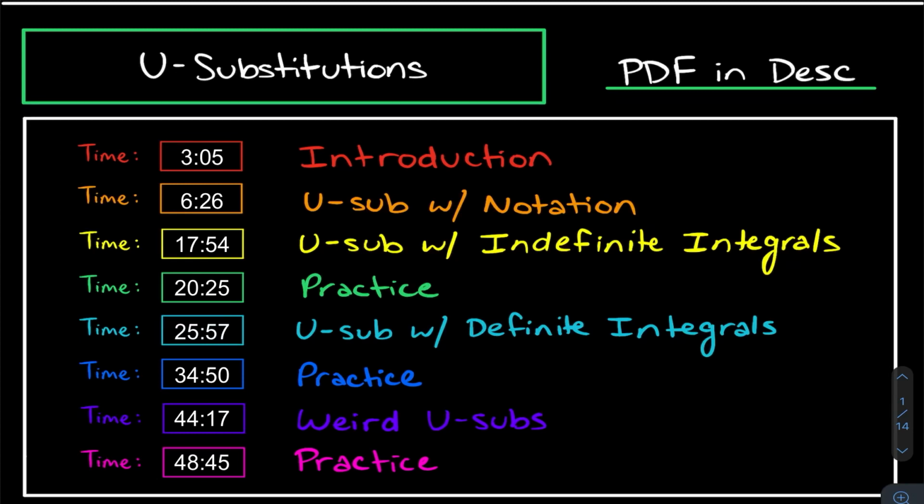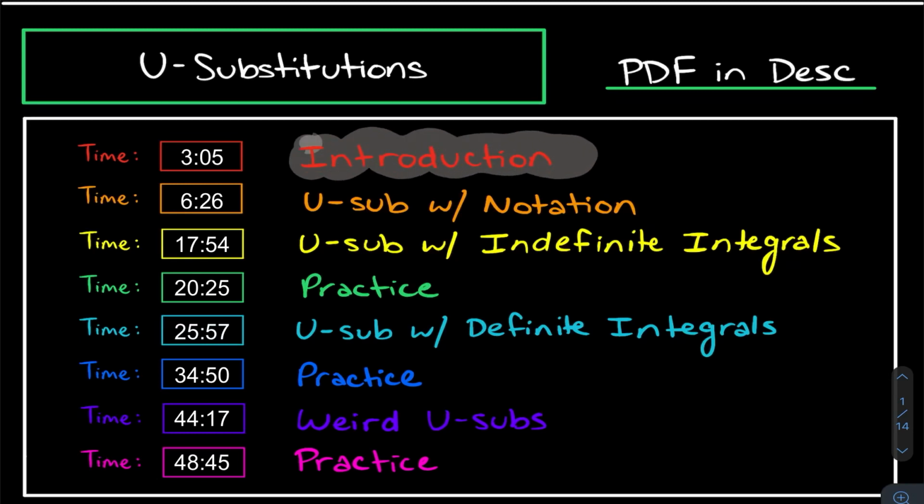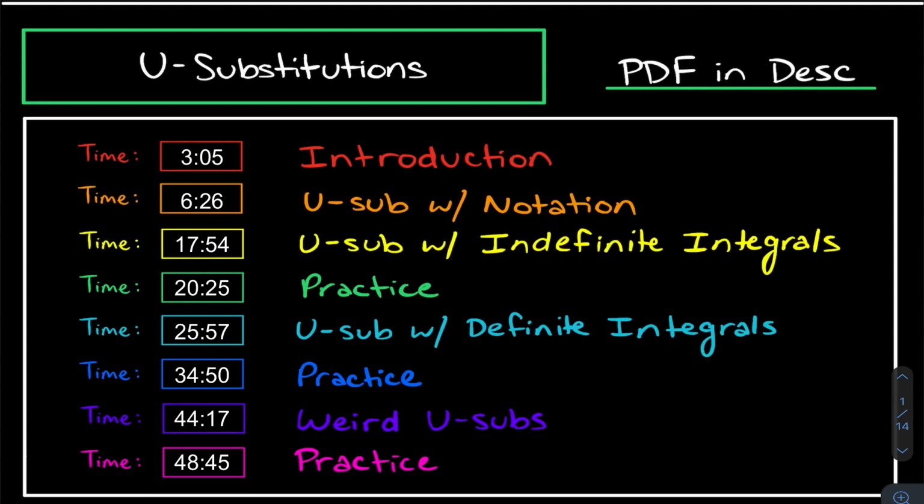So at the start of this video, I'm just going to be giving you an introduction. And in this introduction, I want to talk about how with power rule, we have a reverse power rule for integration. But what about the reverse for the other derivative rules like chain rule, quotient rule, product rule, all that? And so I'll talk about where U-substitutions fits into that entire picture. We'll then talk about U-subs just with what they are, like what the notation is, all that stuff.